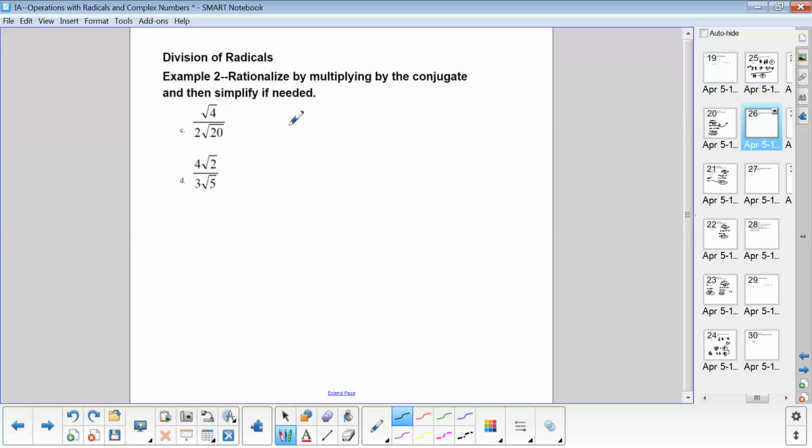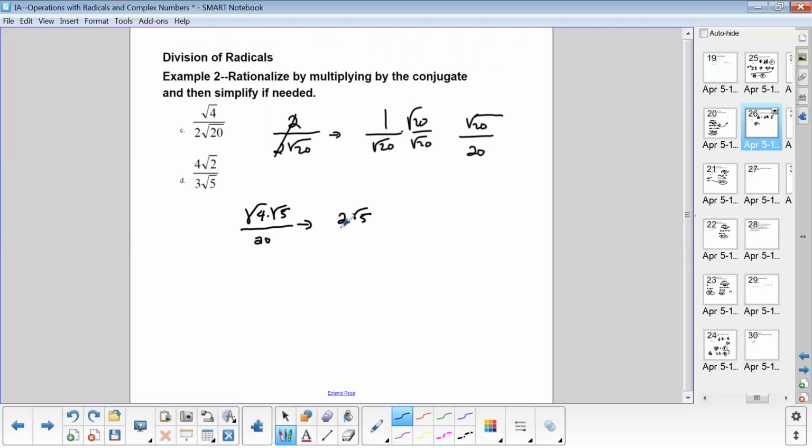So one method, again, square root of 4 is going to be 2. And 2 times the square root of 2, well, the 2's will actually divide out, and you're left with 1 times the square root of 20, which I'm going to have to rationalize. So the square root of 20 divided by 20. And then I know the square root of 20 will simplify to be the square root of 4, square root of 5 divided by 20. So that'll be 2 square roots of 5 divided by 20, or 1 square root of 5 divided by 10, because 2 will divide 20 10 times. Or we could write it as just the square root of 5 divided by 10.